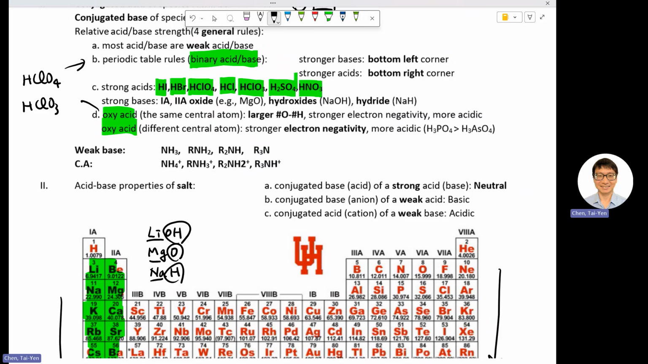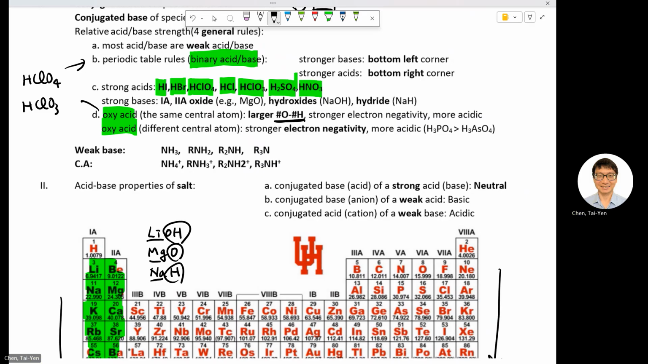So which one is stronger? The answer is, you do this calculation: the number of oxygens minus the number of protons. Whoever is bigger is going to be the stronger acid. And the reason is very simple, if you're a chemistry major: because you have more oxygens, you have more atoms, you can delocalize your electrons.